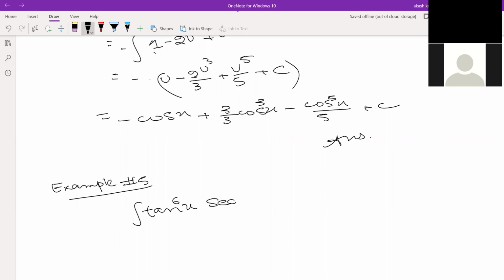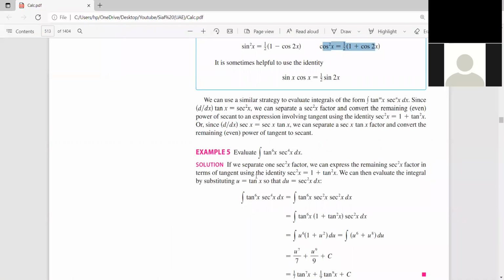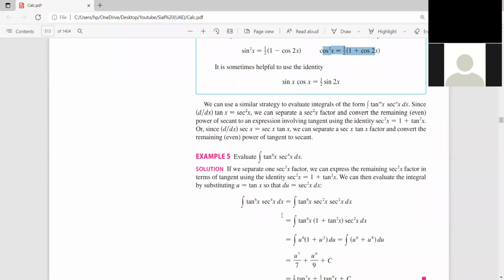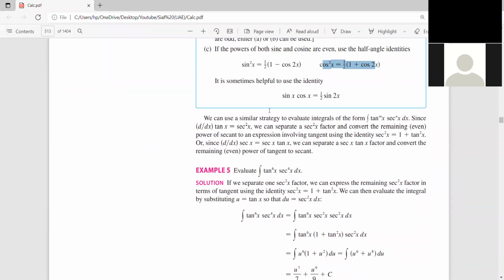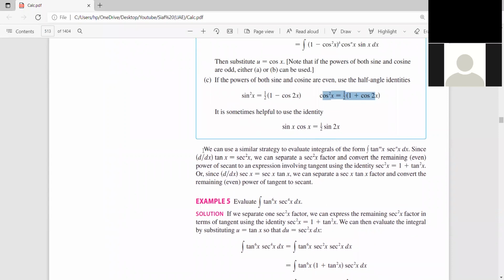The integral of tan 6x sec 4x dx. They have said that we can use a similar strategy to evaluate integrals of the form tan mx and sec nx dx. Since d over dx of tan x is sec squared x, we can separate a sec squared x factor and convert the remaining even power of secant to an expression in terms of tangent using an identity.